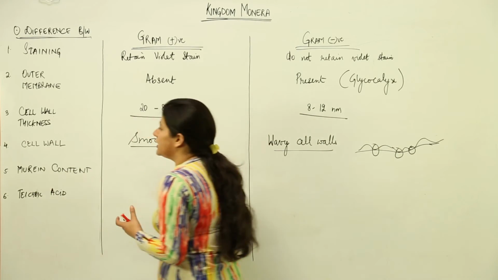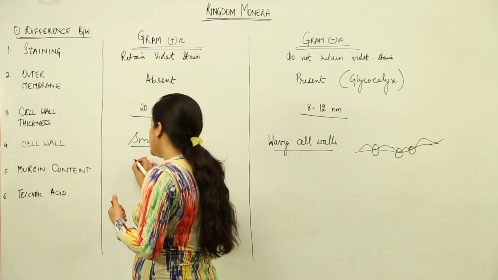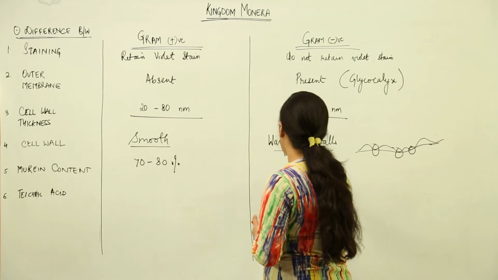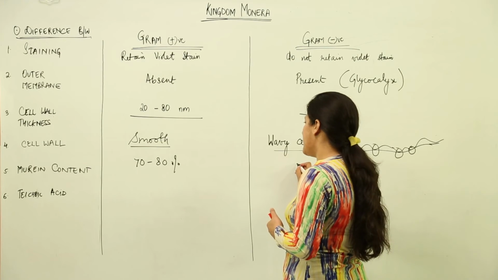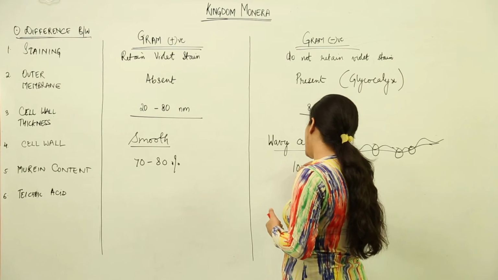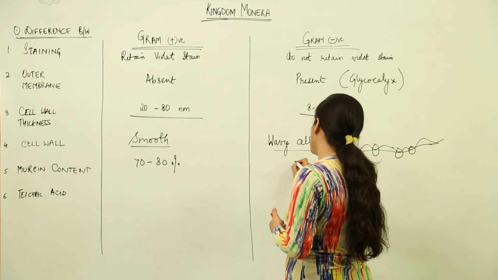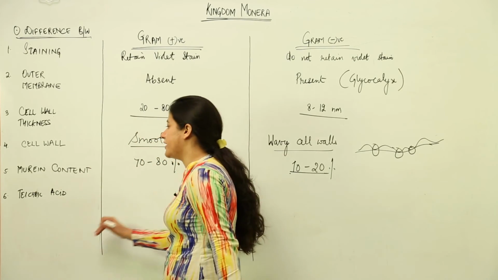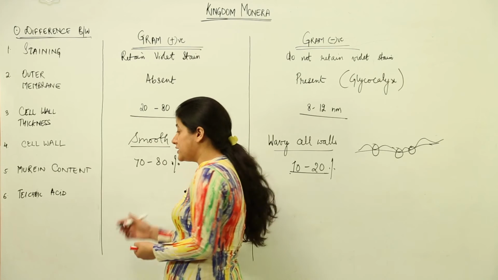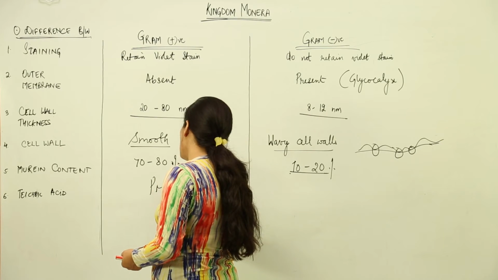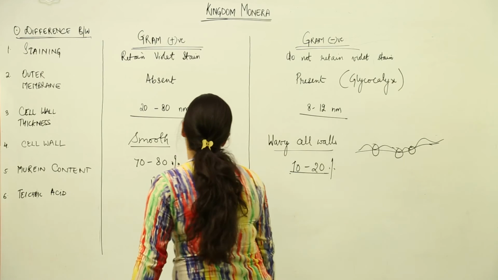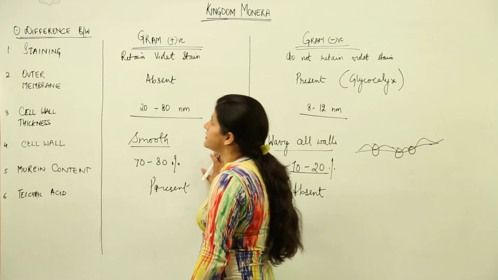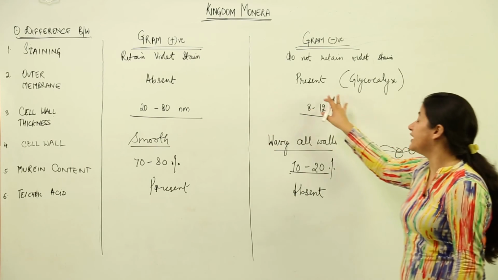Then we talk about murein content. Murein is a complex carbohydrate again. It is around 70 to 80% in the gram positive bacteria, while in gram negative bacteria it is less than 30%, it is 10 to 20%. So this is another point of difference. Then comes teichoic acid, and whether at all it is present. Teichoic acid is present in the case of gram positive bacteria, while in gram negative bacteria it is absent. So these are the points of difference between gram positive and gram negative.